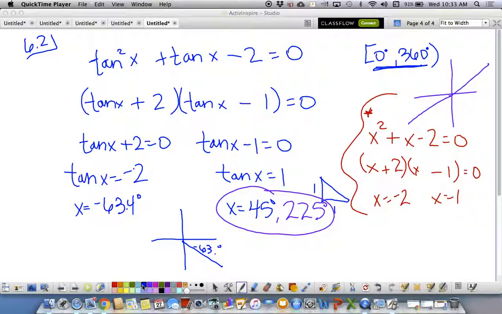So what do we need to do? We need to find a coterminal angle. So how can we find a coterminal angle with a negative? 360 minus 63. You can simply say 360 plus -63. Yes. Either way, I'm just plugging in my calculator plus 360. So I got what?